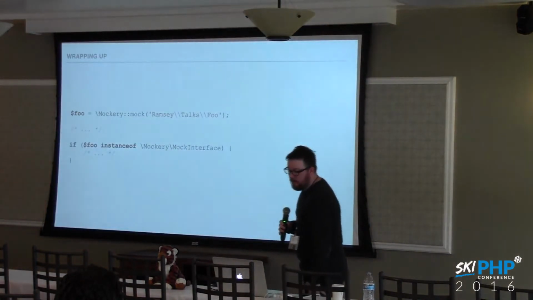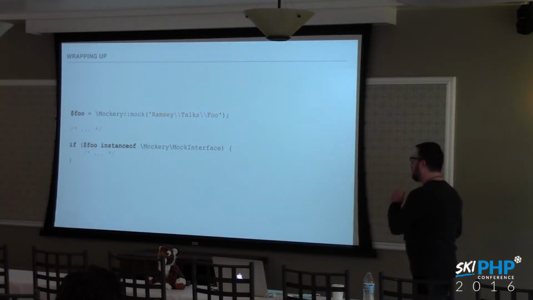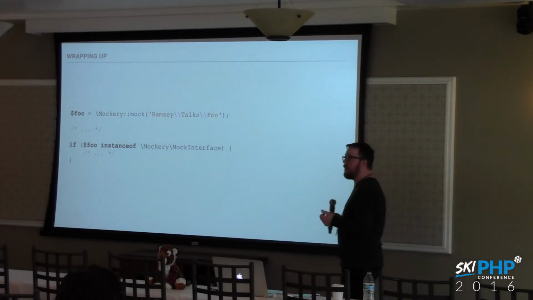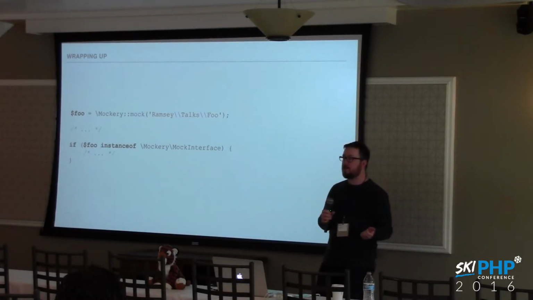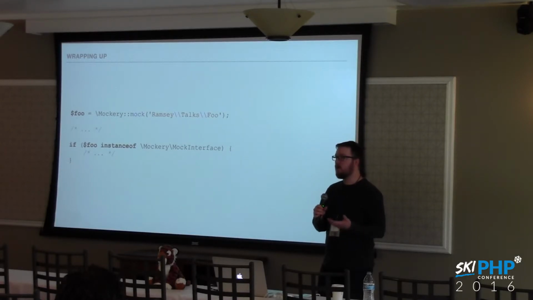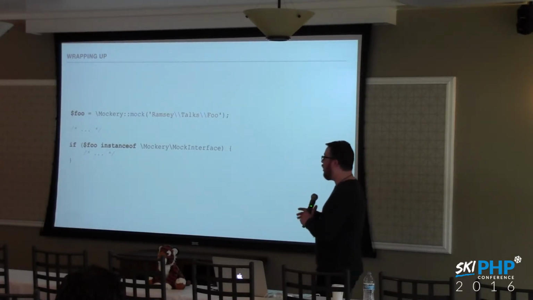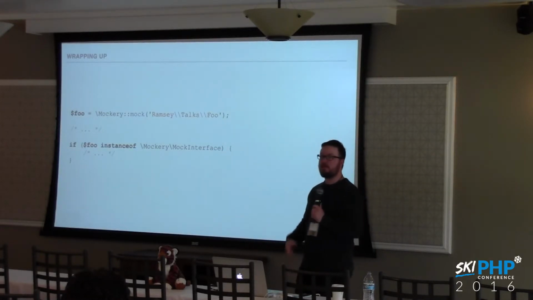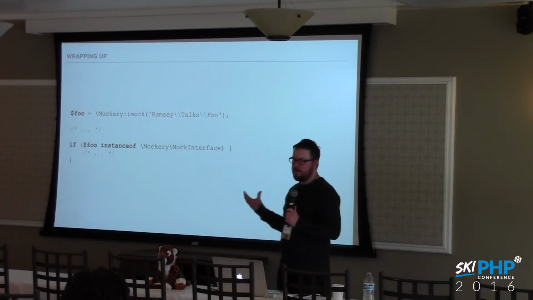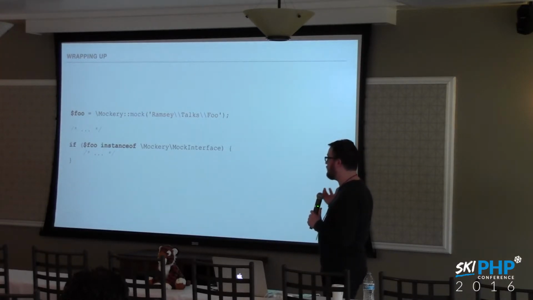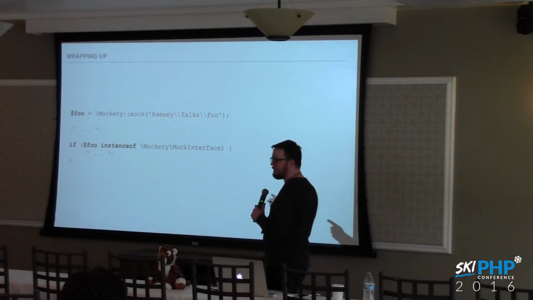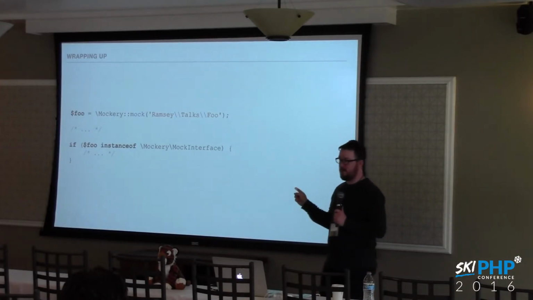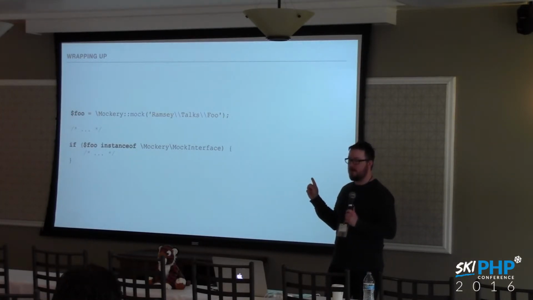All right, so let's wrap up. In wrapping up, I do want to mention one more thing that's important. Sometimes you need to tell whether or not your object is a mock object. Mockery allows us to do that because all Mockery mock objects are instances of MockInterface. So sometimes in your test, or maybe even in some of your code somewhere, you need to determine whether or not that's an instance of a mock object. I actually do use this in production code, and there's a real reason for it.